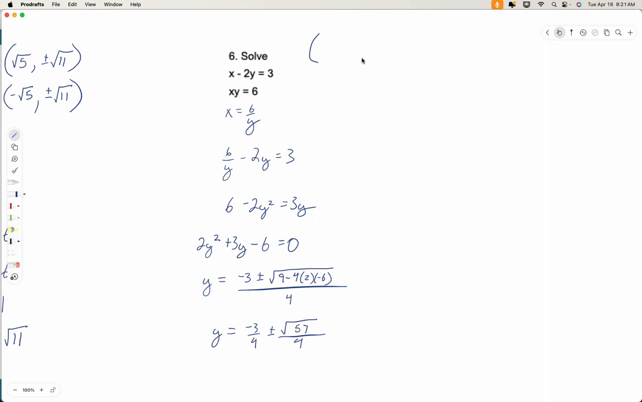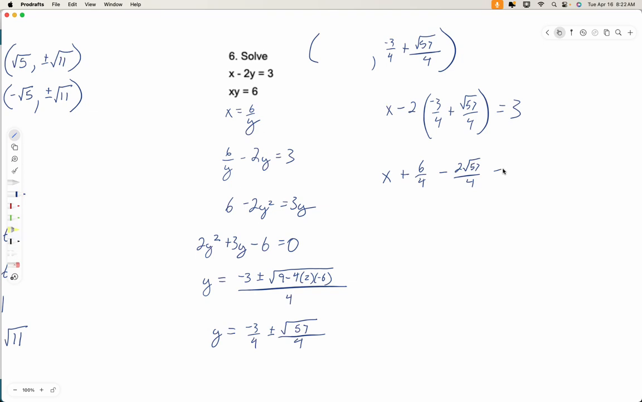Let's leave room for x. So this would be y, negative 3 over 4 plus square root of 57 over 4. All right, so now let's put that in for y. x minus 2 times negative 3 over 4 plus square root of 57 over 4 equals 3. So we're going to multiply negative 2 times both of these terms. x plus 6 over 4 minus 2 times square root of 57 over 4 is equal to 3.